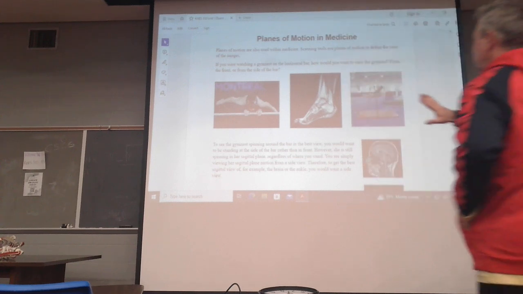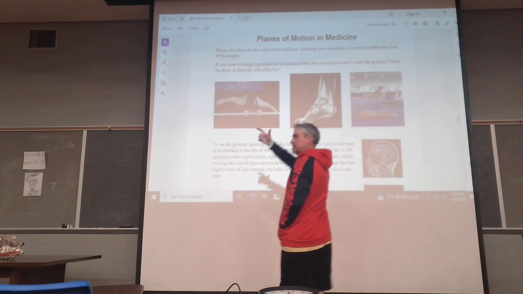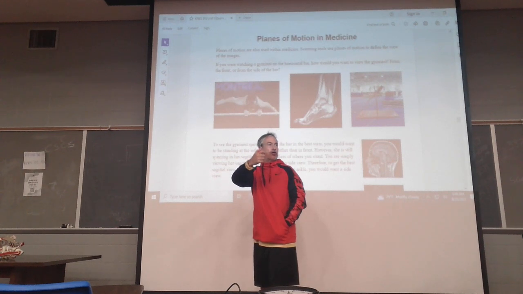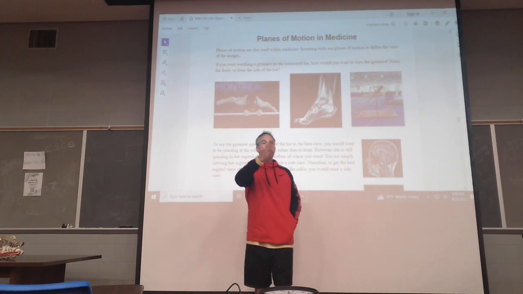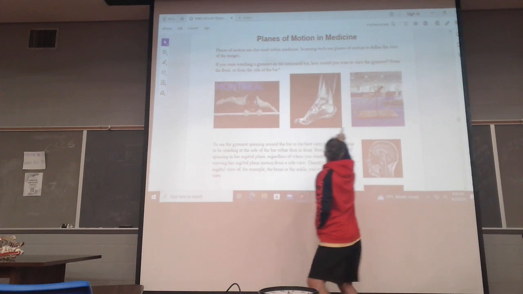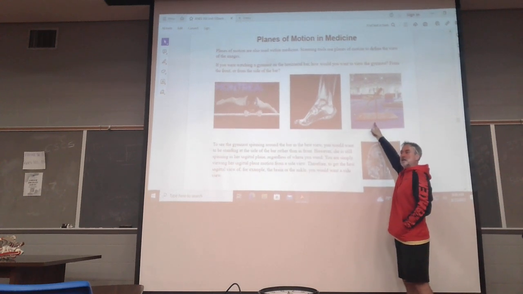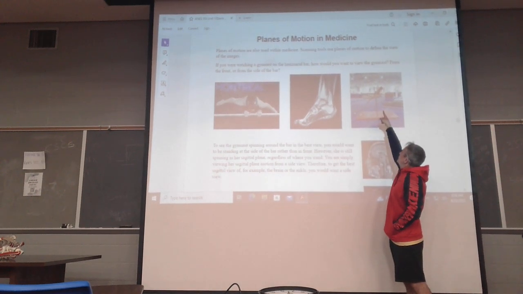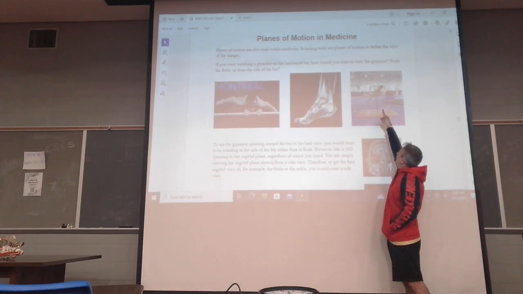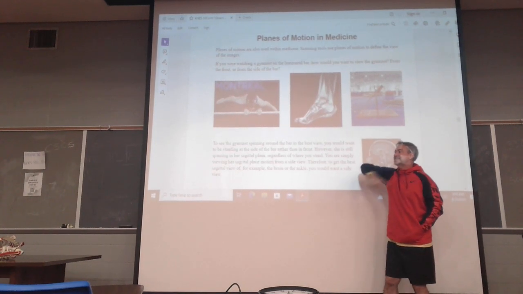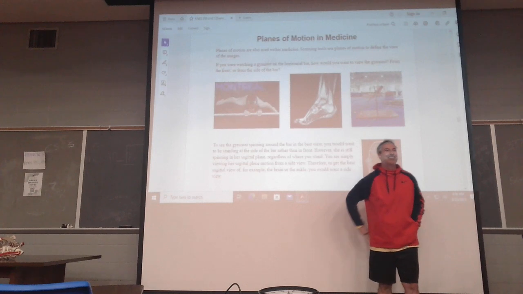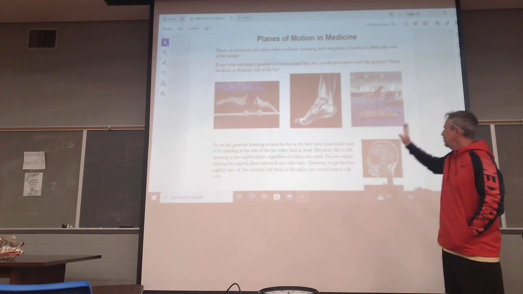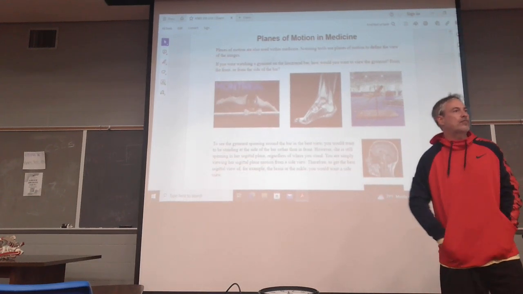So again, if I was trying to watch a gymnast and score his or her performance, if I was a judge, I wouldn't want to watch it from the front. I'd want to watch it from the side. Where is that axis? Look, you see the axis. That bar, that axis is right there. So that way I can see the spin better, right? So that would be an example of a frontal view.